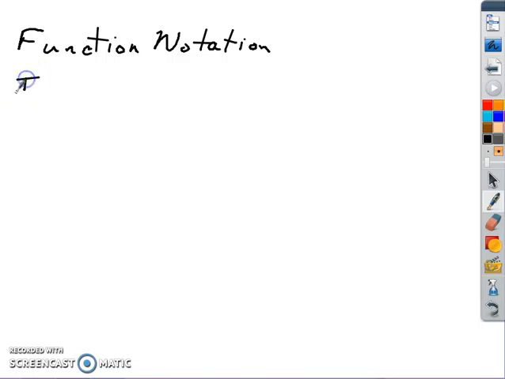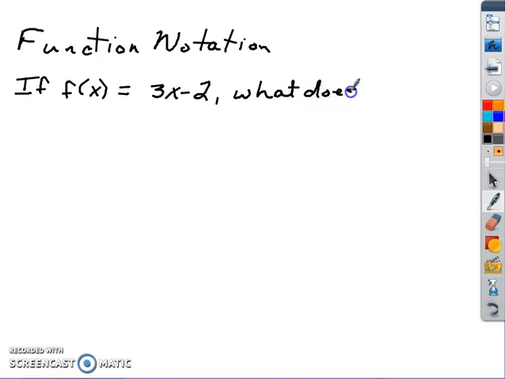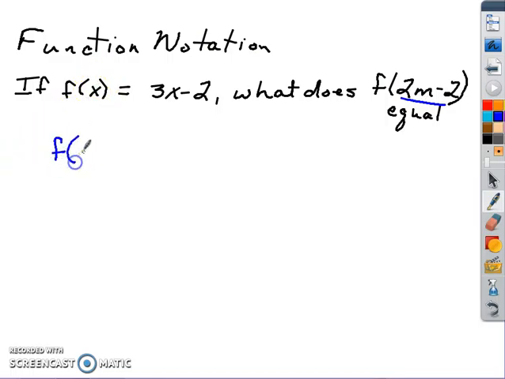So if f of x equals 3x minus 2, and the question is, what does f of 2m minus 2 equal? So I'm going to start off with substituting this 2m minus 2 wherever there's an x. So I have f of 2m minus 2.